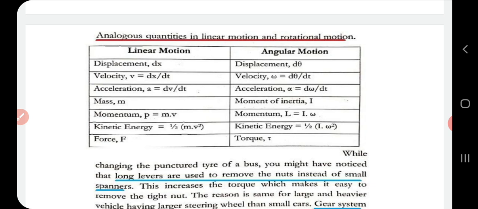Then in linear motion you have mass m, whereas in angular motion we have moment of inertia I. Linear momentum p is equal to mv, angular momentum L equal to I omega. Kinetic energy in linear motion is half mv square, whereas kinetic energy in angular motion is half I omega square. Now in linear motion we speak about force, whereas in angular motion we speak about torque.